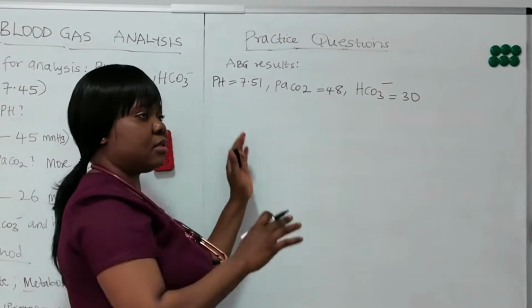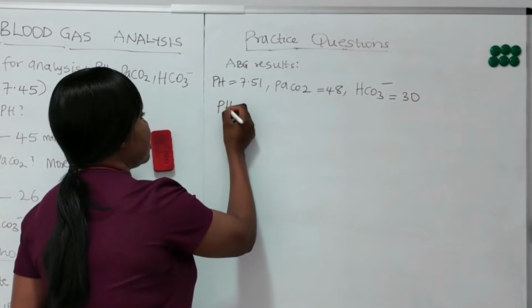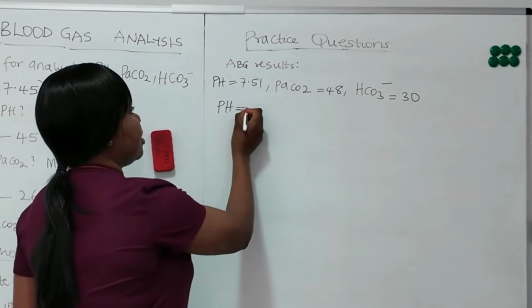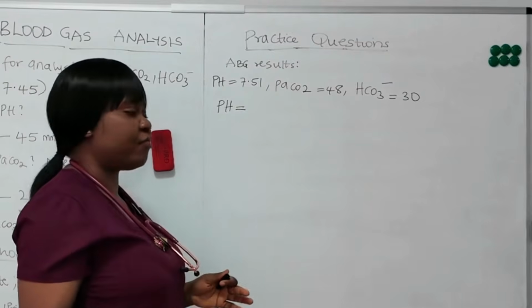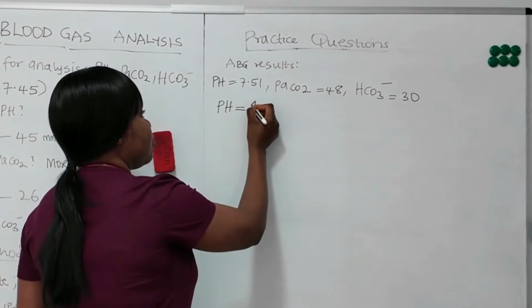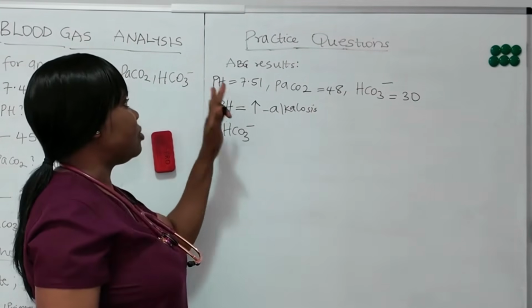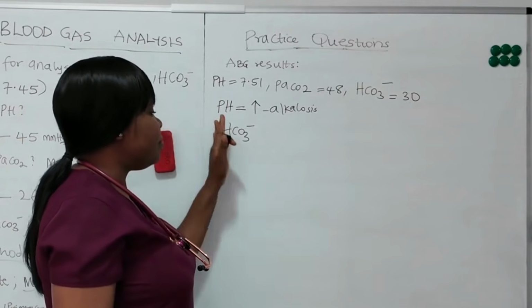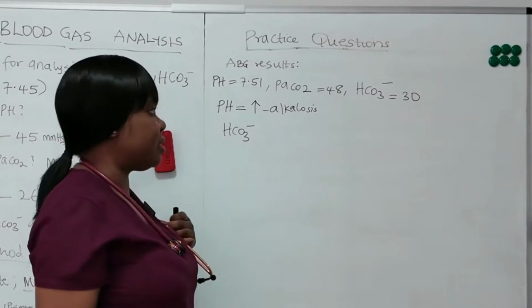Now let's look at this other practice question. The first thing, we analyze the pH. From what we see here, the pH is 7.51, so it's above the range of 7.35 to 7.45. So it's going towards alkalosis. The arrow, we are going to put it up, and that's alkalosis. When we're analyzing, so you never get it wrong with this ROME method, let's focus on basically the pH and bicarb first before we determine which organ is compensating.